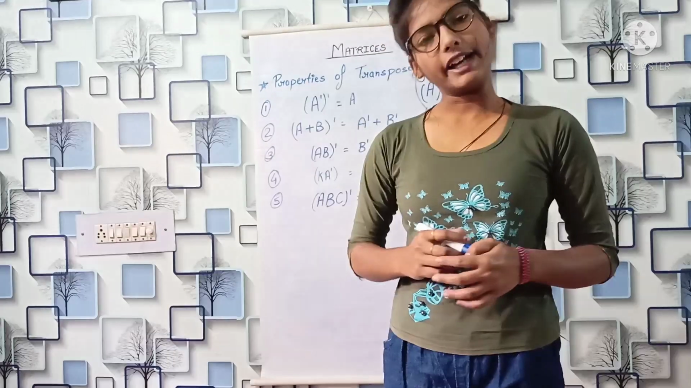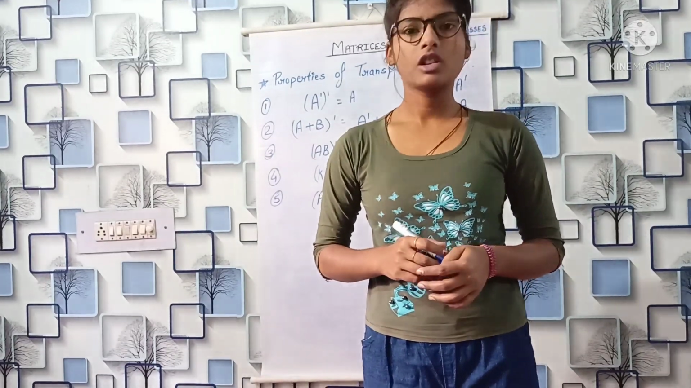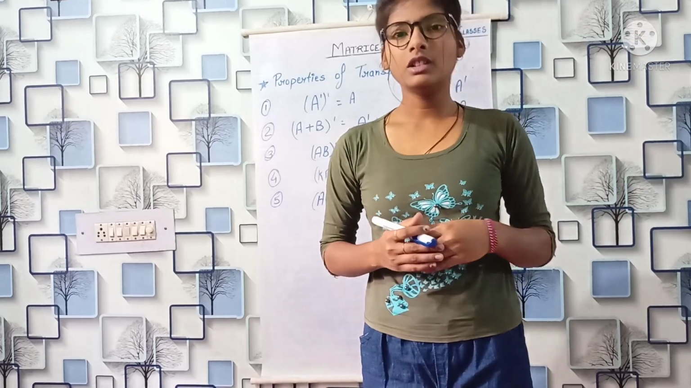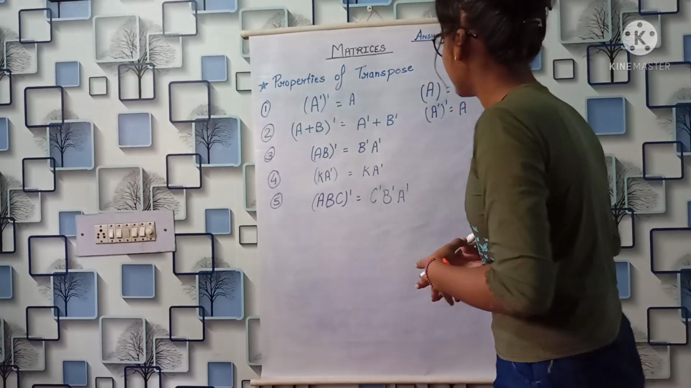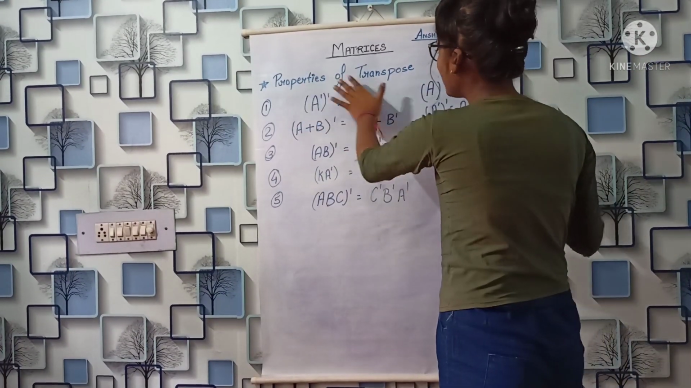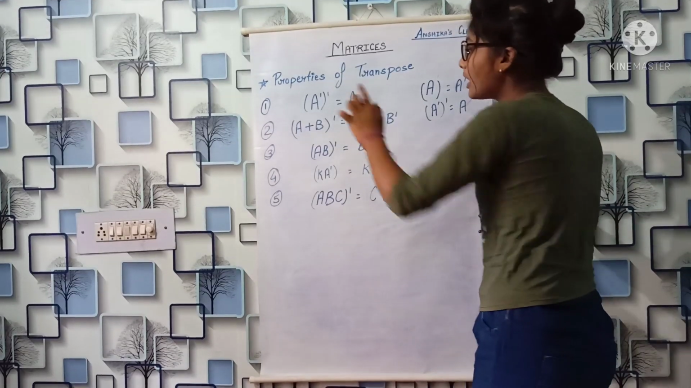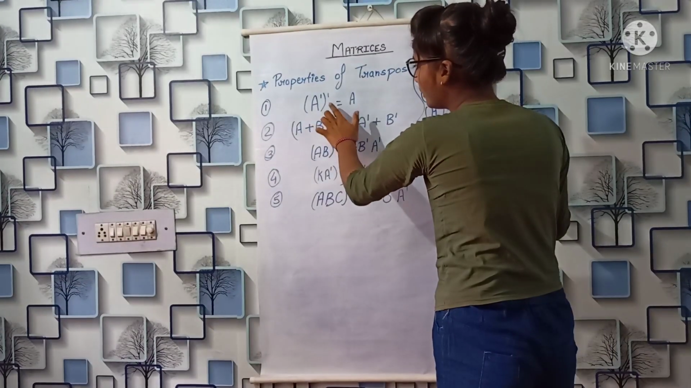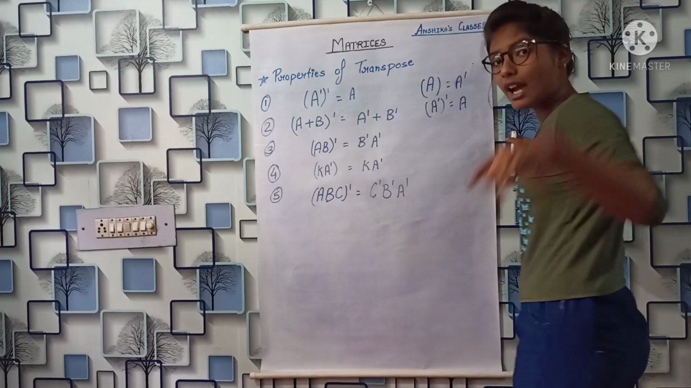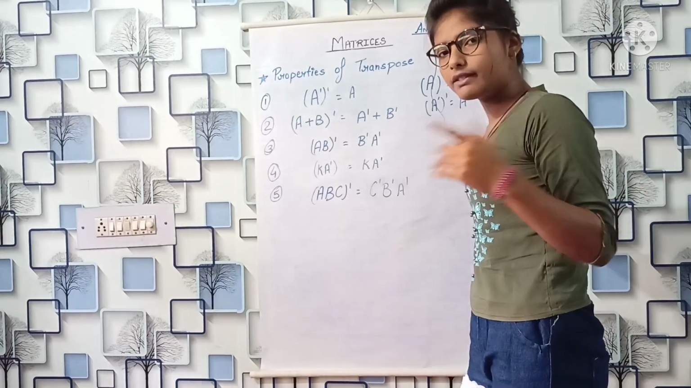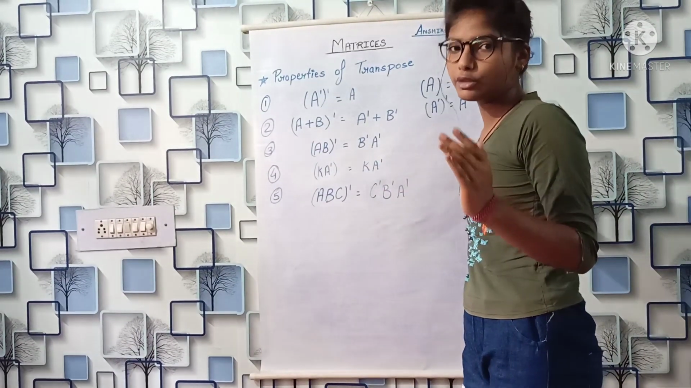In the previous video I told you about transpose of matrices. So the remaining part of this chapter we will continue. Let's just start it. Properties of transpose. So A dash whole dash is equal to A. I told you in the previous video, row converts into column and column converts into row.